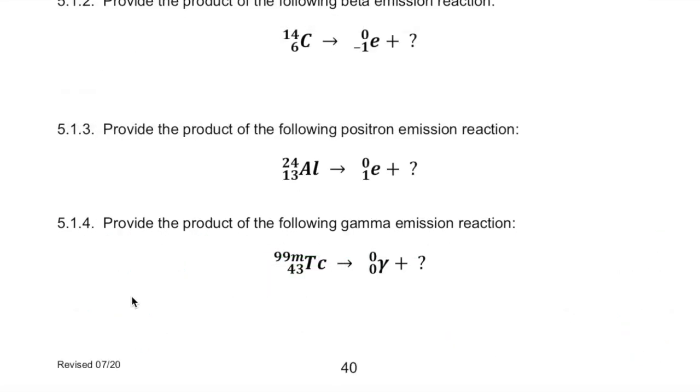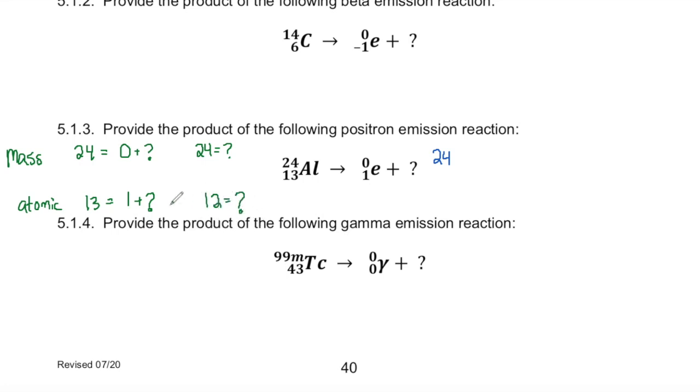Let's do the same thing with a positron emission. So remember, our masses are the superscripts and our atomic numbers are the subscripts. So for the mass, we have 24 being equal to 0 plus question mark. So our question mark is actually 24. We'll put that for our mass. The atomic number, we have 13 being equal to 1 plus a question mark. So our question mark has to be 12, because 12 plus 1 equals 13.